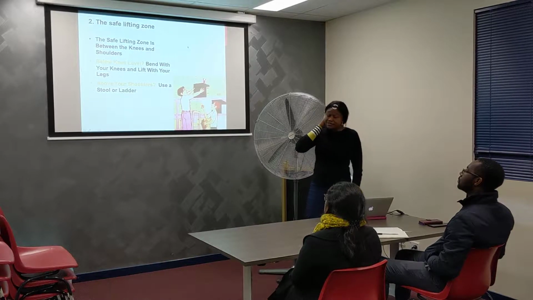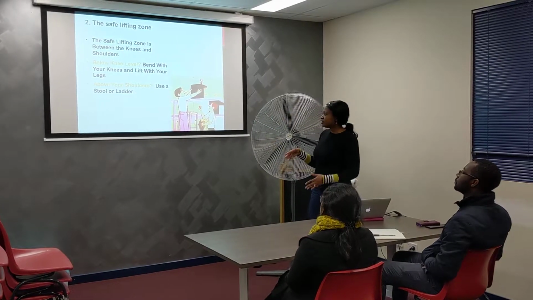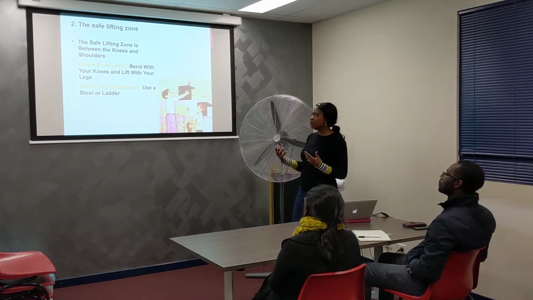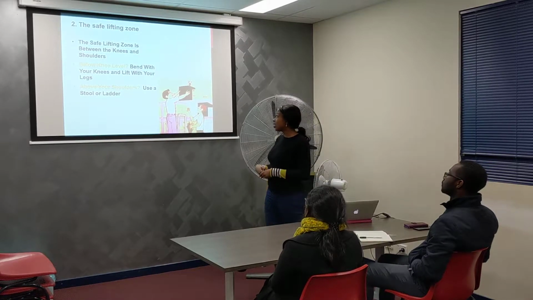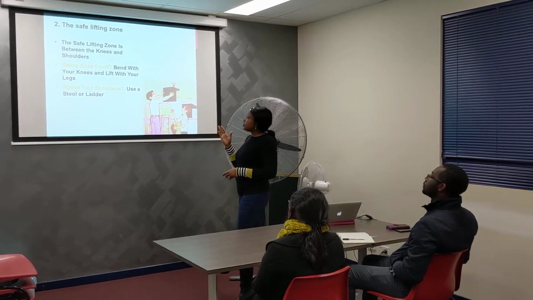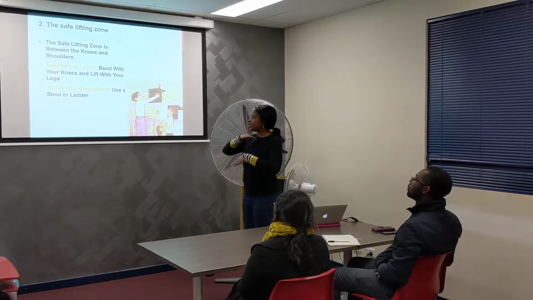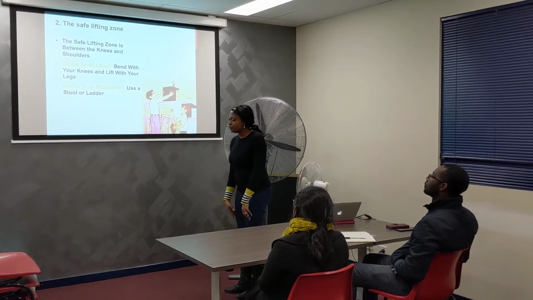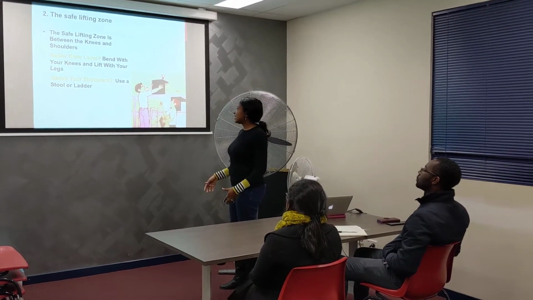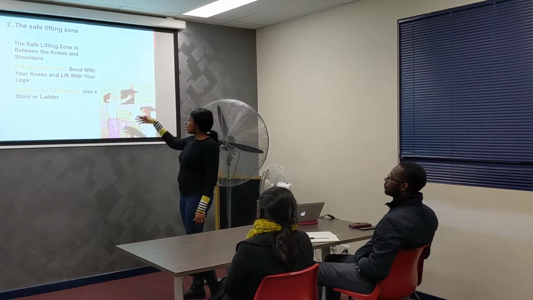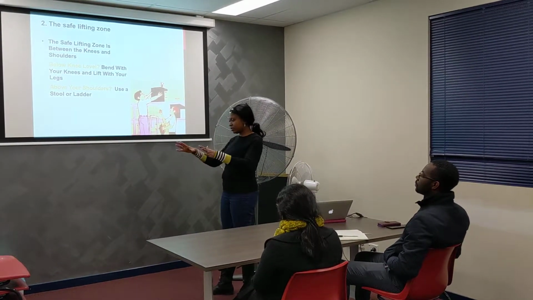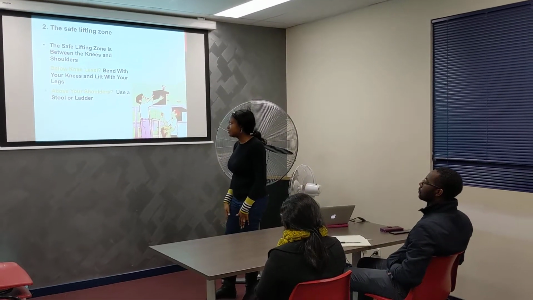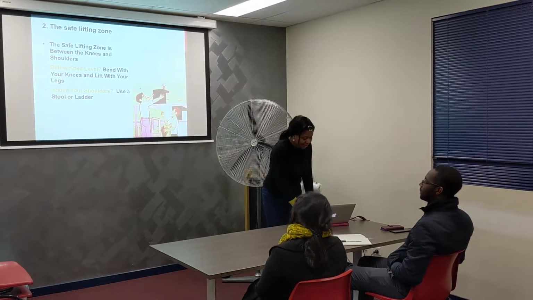So the safe lifting zone. I'm concentrating on lifting because, like we said, the lower back is where most of the injuries occur that lead to lost work. The safe lifting zone is between the knees and the shoulder, so between here and here. If it's below the knee, then you have to bend and lift with your legs. And if it's above the shoulder, you need to use a stool or ladder to get the load. So basically, if the load is above you, get a ladder, and if it's below you, bend with your knees and lift with your legs, not with your back.